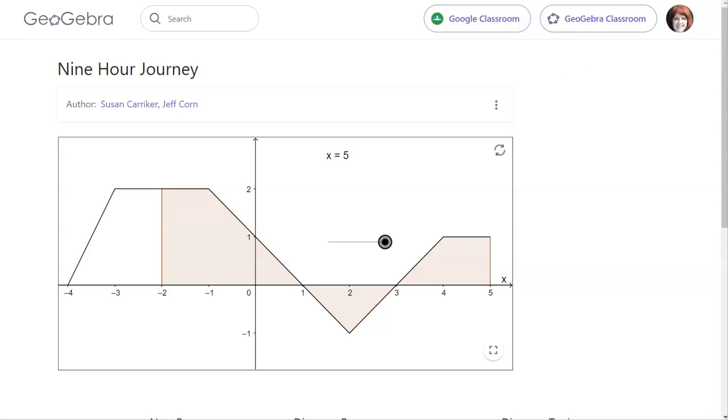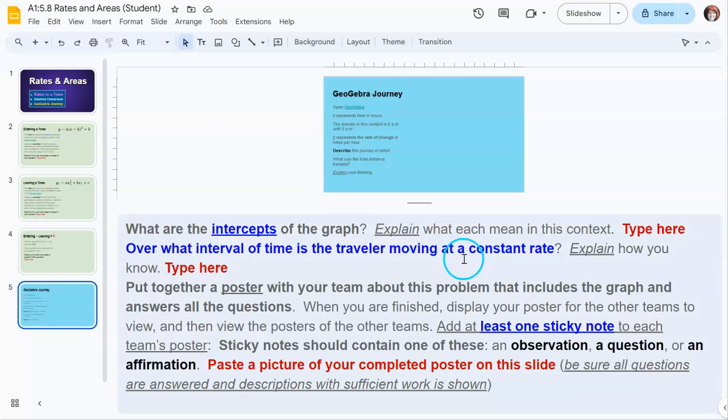So we want to know where it's a constant rate. The constant function might come to mind. And there may be more than one interval. All right, then they're going to put a poster together with the team that includes the graph and answers all the questions. So they're going to need to go back to their slides.